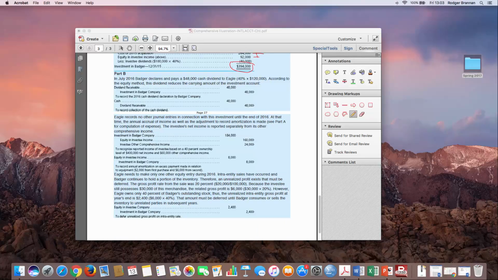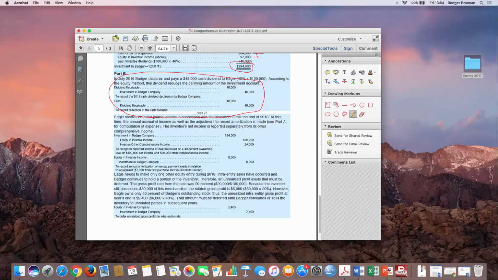The first part of Part B is pretty straightforward, and that is many times companies don't pay a dividend at the end of each year. They may pay them quarterly, they may pay them semi-annually. In the case of Badger, they paid a dividend. Actually, I'm sorry, it was a $120,000 dividend, and Eagle is entitled to 40% of that.